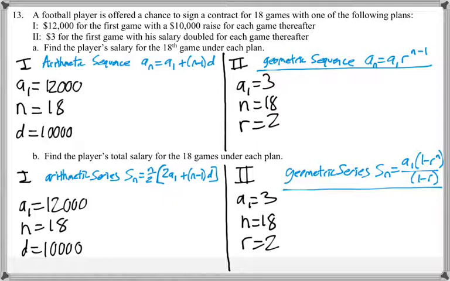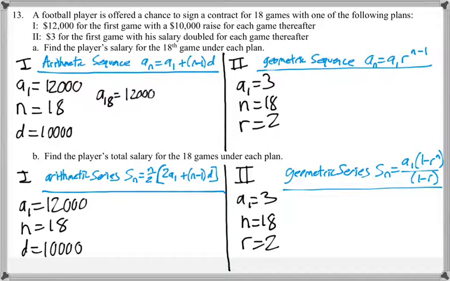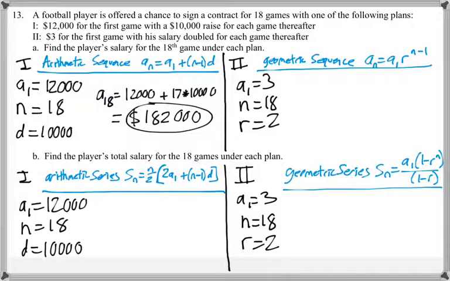So these are our 4 different problems. Okay, so let's go through them. The arithmetic sequence is going to be 12,000 plus 17 times 10,000. So that's going to be 182,000.